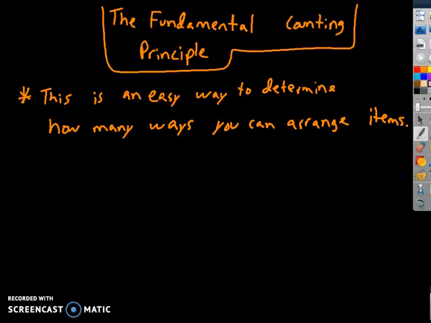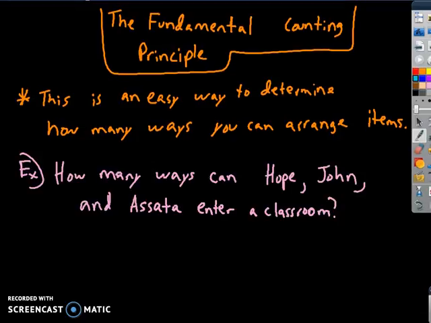Yeah, so this video is about the fundamental counting principle. This is a really easy way that you can use to determine how many ways you can arrange items. Let's look at an example. So the question is, how many ways can Hope, John, and Asada enter a classroom?